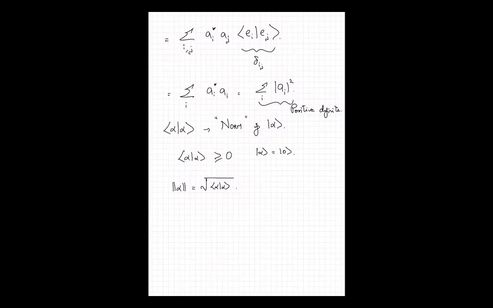So I told you that the inner product of vectors should satisfy some properties. One of the properties is linearity. Suppose I take the inner product of alpha with some combination of ket vectors, b times beta plus c times gamma. This has to be equal to b times alpha beta plus c times alpha gamma.